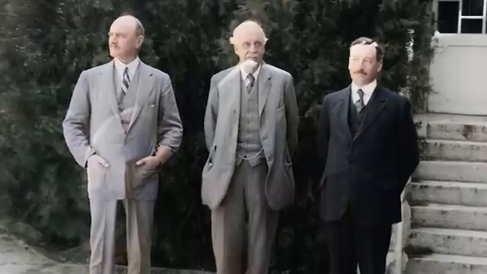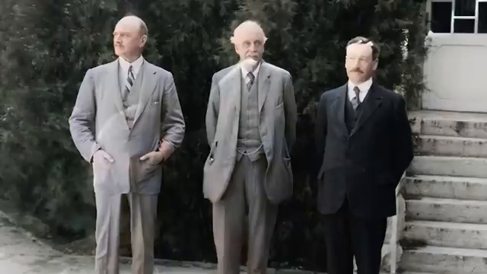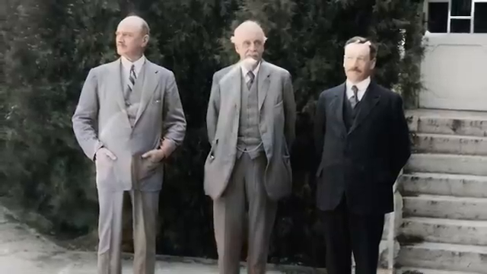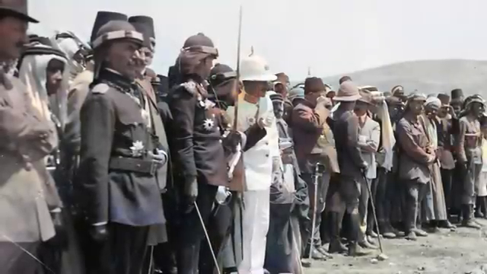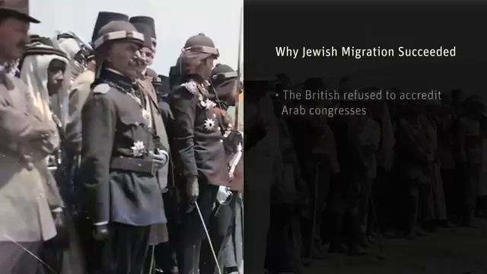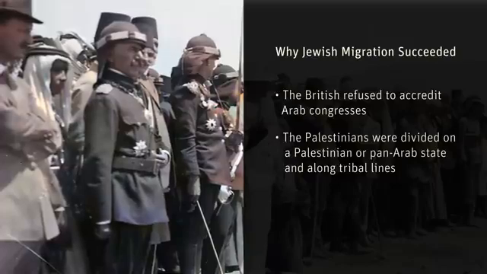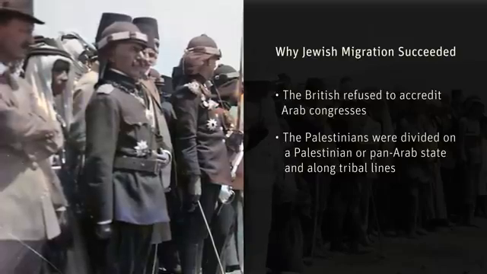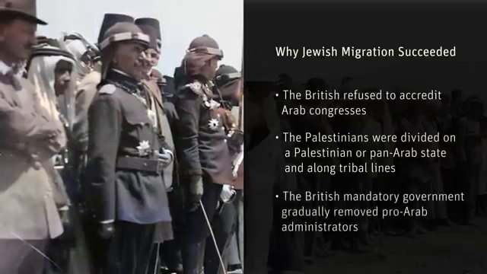The British administration did eventually offer Palestinian Arab leaders a representative assembly with a Muslim majority, but it would be purely advisory and have no actual powers. The Palestinians refused because they felt that accepting would be a tacit acceptance of the Balfour Declaration. Palestinian political opposition to Zionism failed to stop Jewish migration for different reasons. The British refused to accredit Arab congresses, the Palestinians were divided on whether they wanted a Palestinian or pan-Arab state and along tribal lines, and the British mandatory government gradually removed pro-Arab administrators.